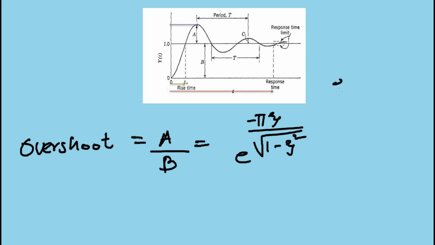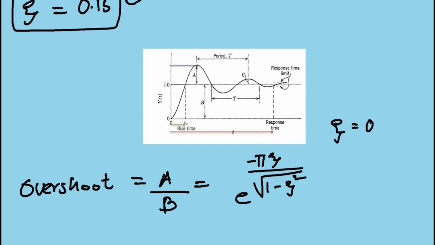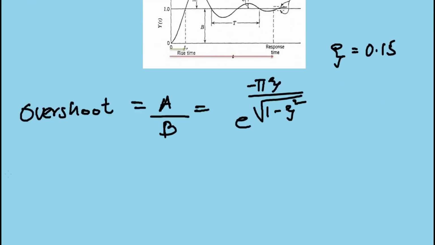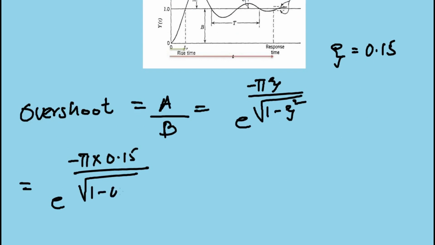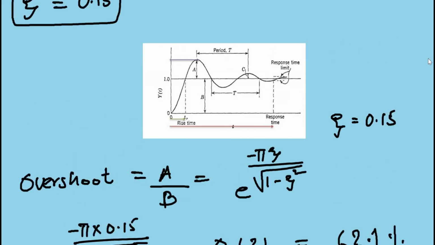So what is zeta? We have just calculated zeta as 0.15. So if I put in the values, this will simply be e power minus pi into zeta divided by root 1 minus zeta square. If you simply put this in a calculator, the value of overshoot, that is A by B, that you will find is 0.621. This is the value of the overshoot. So in percentage this is equal to 62.1%. So overshoot equals 62.1%.